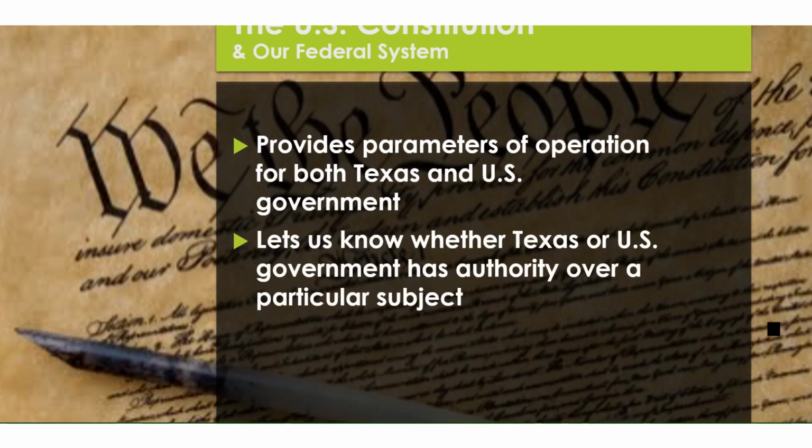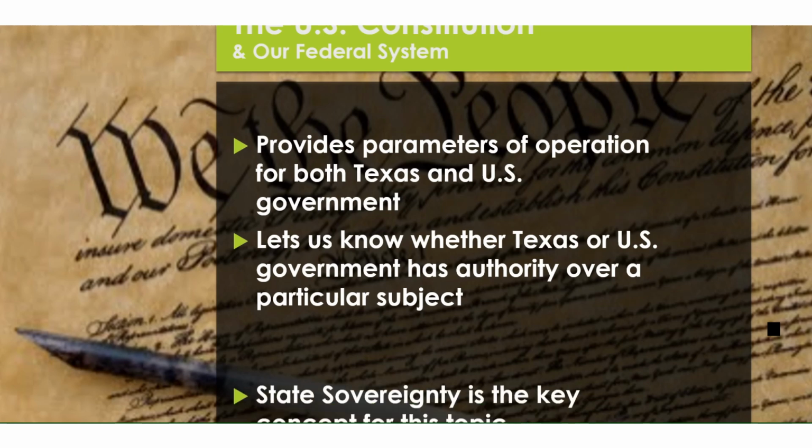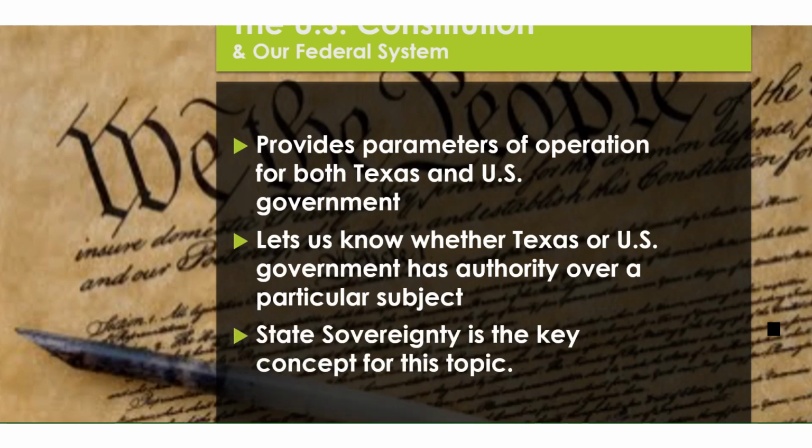So the U.S. Constitution then, in many ways, and I want to show you what those ways are in just a moment, lets us know whether the Texas government or state government in general, or the United States government, the national government, has authority over a particular subject. So we're always going to go there first. We're going to go to the Constitution because it is the starting place. And as I've already said, state sovereignty is the key concept for this topic.